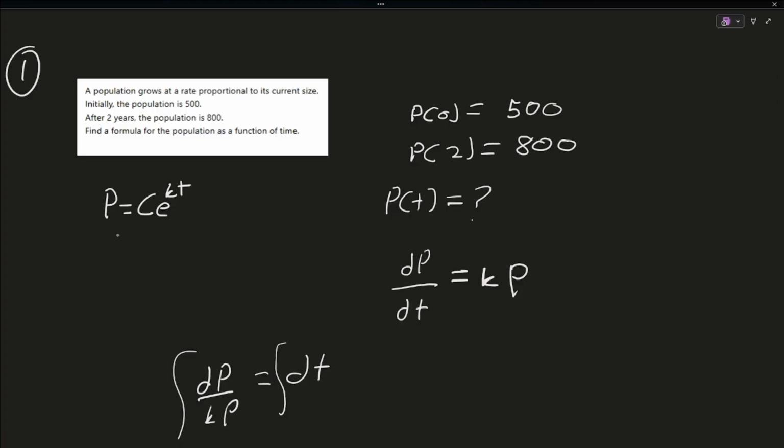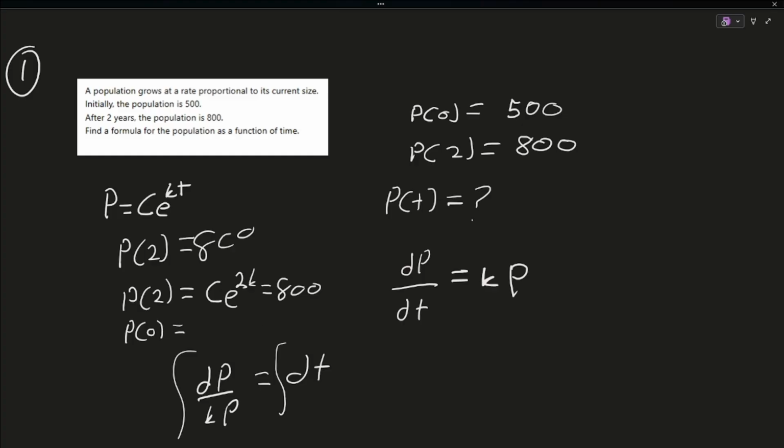So we know that p of 2 equals 800. Okay, so p of 2 equals c e to the 2k equals 800. Okay, this is one piece of information. However, we're unable to find it because we have two unknowns in this equation, so that's why we are given another initial condition, p of 0. P of 0 equals, if you plug 0 on the top, we will cancel this e to the kt factor, and we will just have 1, so it will be c, and this is equal to 500.